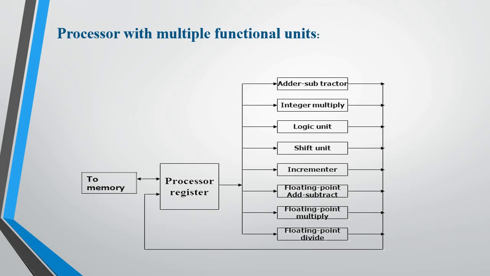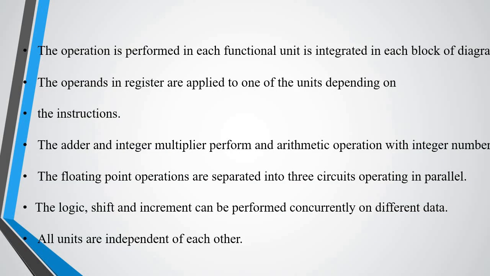The operation performed in each functional unit is indicated in each block of the diagram. The adder and integer multiplier perform the arithmetic operations with integer numbers. The floating point operations are separated into 3 circuits operating in parallel. The logic, shift and increment operations can be performed concurrently on different data. All units are independent of each other, so one number can be shifted while another number is being incremented.